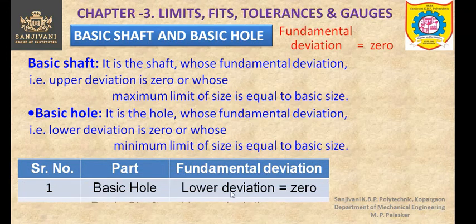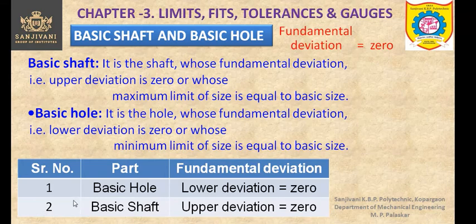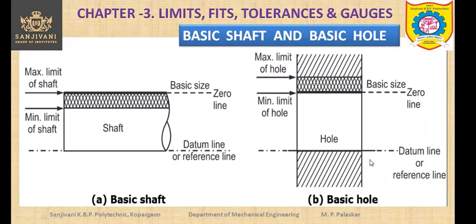Again we have the same table. For a basic hole the lower deviation is 0, because the lower deviation is the fundamental deviation for the hole. For a basic shaft the upper deviation is 0. So in general we can say the fundamental deviation is 0, but for the hole the lower deviation is the fundamental deviation. Therefore for a basic hole the lower deviation is 0, and for a basic shaft the upper deviation is 0.